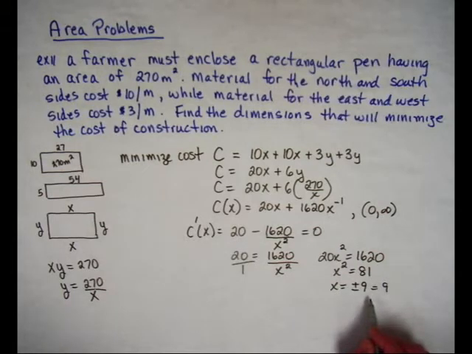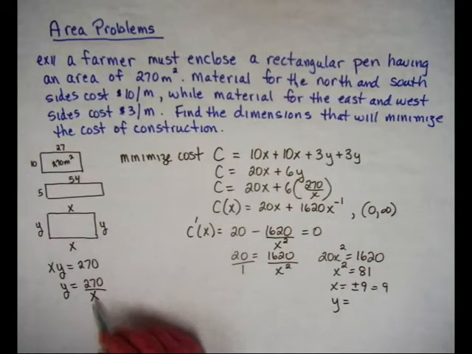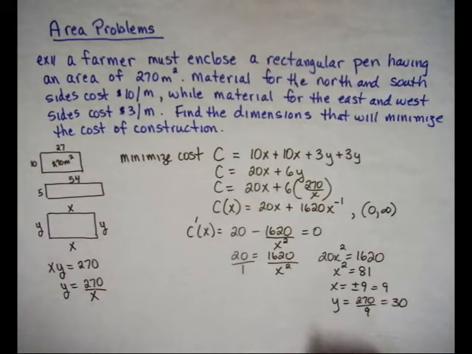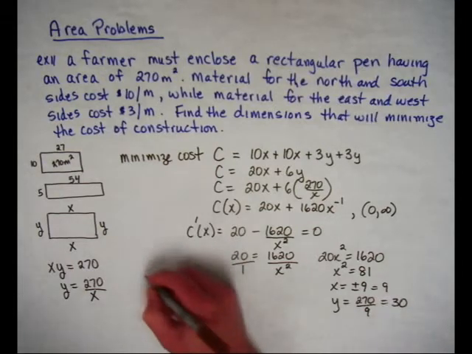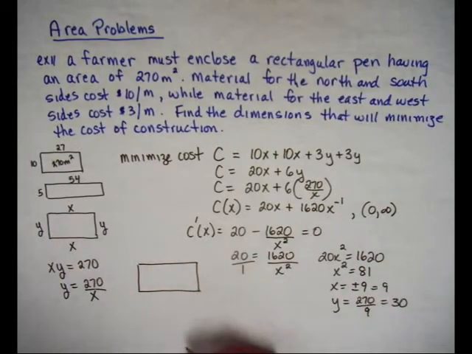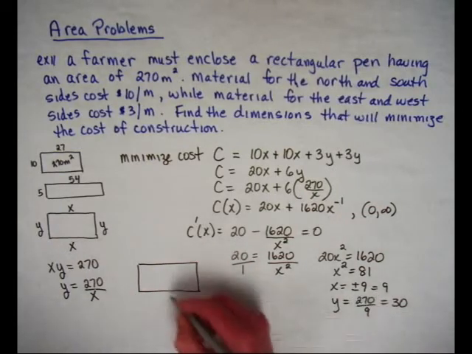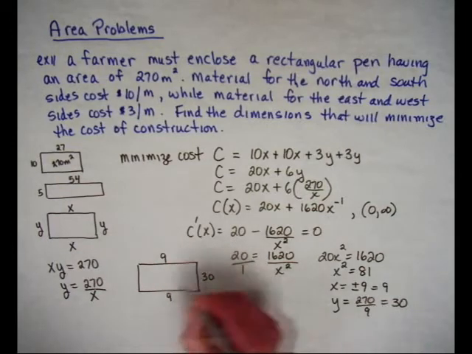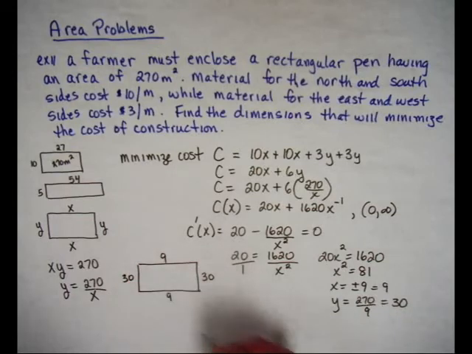So we know that x is going to be 9. We can find y. Y is just 270 divided by x. So 270 over 9 is 30. And we've just found the dimensions of our rectangle. The rectangle that the farmer should build to minimize the cost: x should be 9, so the front and back should be 9, and the side should be 30. I guess I didn't draw that very well to scale.